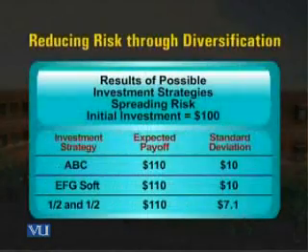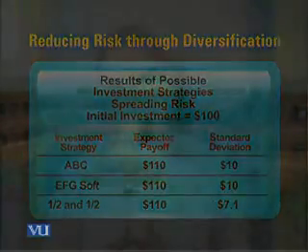अब हम calculate करते हैं expected payoff and the standard deviation. The results of these possible investment strategies, we are trying to spread risk with an initial investment of 100. The expected payoff for ABC is 110 and standard deviation is also 10. EFG में again expected payoff is 110 and the standard deviation is 10.